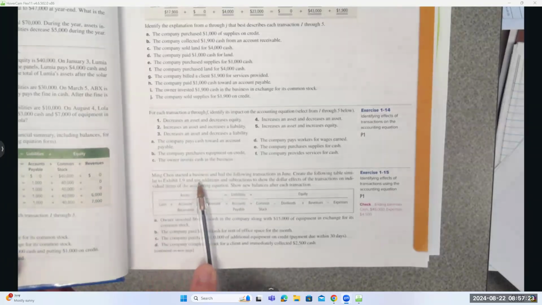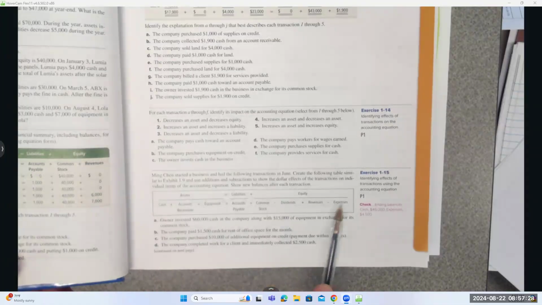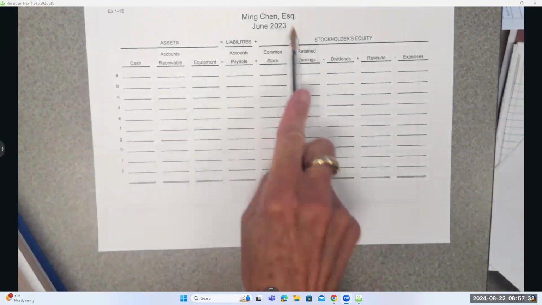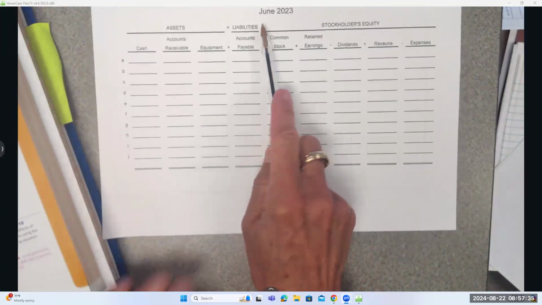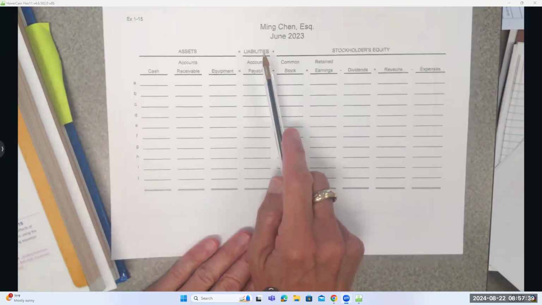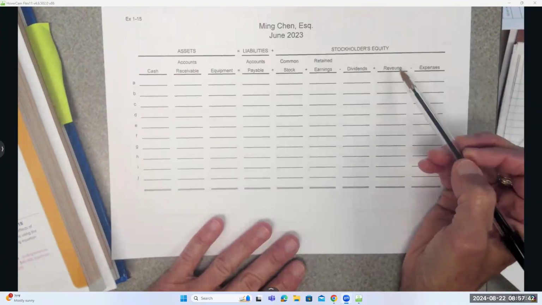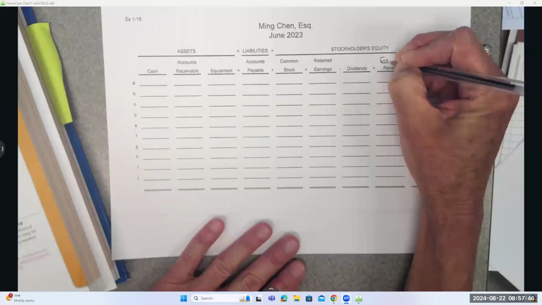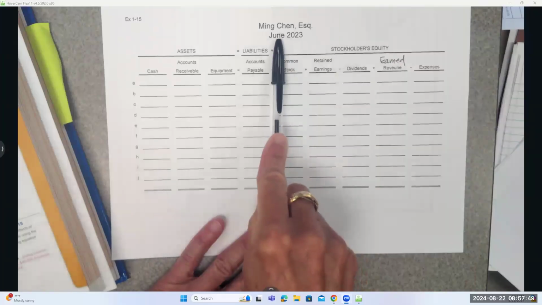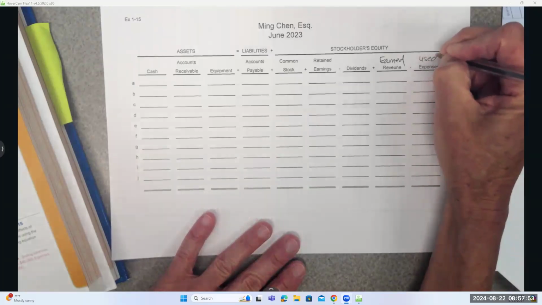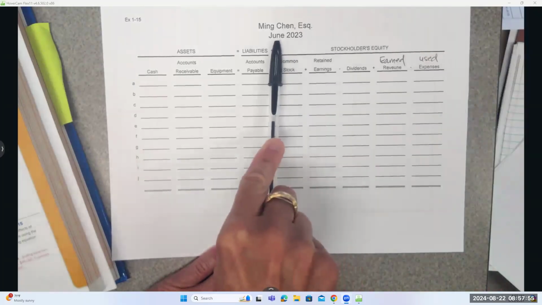So Ming Cheng started a business and had the following transactions in June. It says create the following table, which is what is in the outline already. And notice the date is important. This is June of 2023, which I don't know if it says that in there, but I just put the dates in there because remember, anything that goes into this revenue column has to actually be earned during this time period. Anything we put in the expense column has to actually be used during this time period.